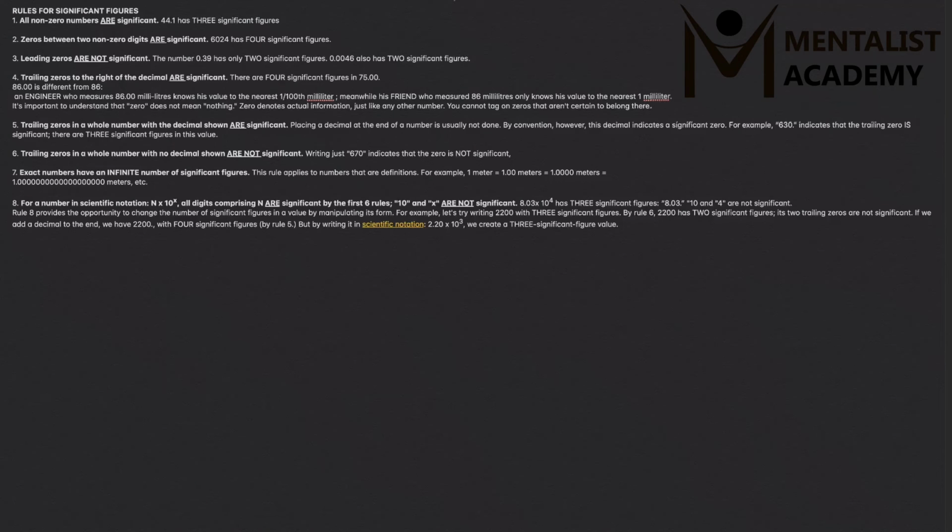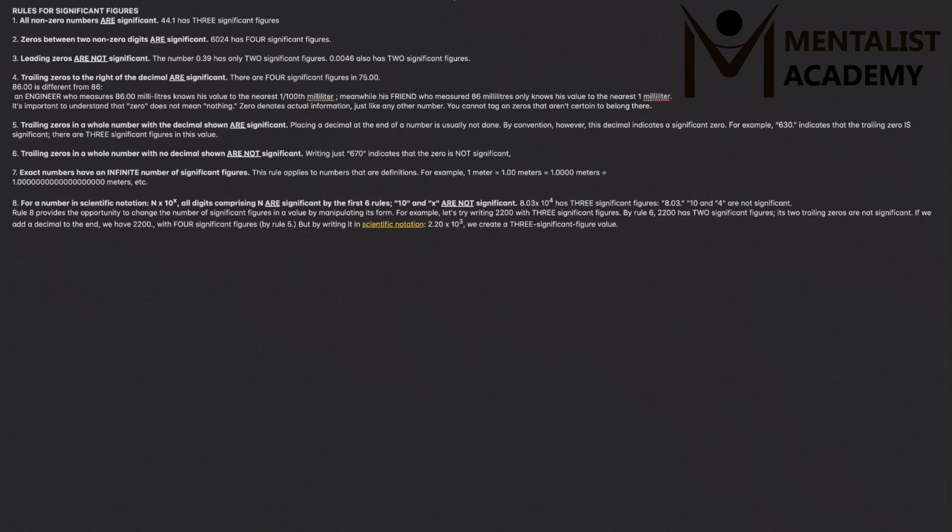Eighth point, for a number in scientific notation n times 10 to the power x, all the digits comprising n are significant by the first 6 rules. 10 and x are not significant. So this 10 and x, they are not significant. For example, 8.03 times 10 to the power 4 has 3 significant figures. In this, 8, 0 and 3 are the 3 significant figures. 10 and 4 are not significant figures.